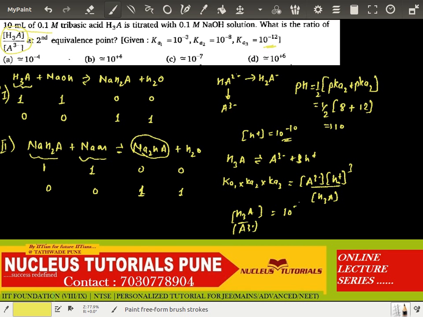This ratio comes out to be: H plus concentration was 10 raised to power minus 10, so this would be 10 raised to power minus 30 upon K1, K2, K3 multiplied, which is 10 raised to power minus 23. So approximately it comes out to be 10 raised to power minus 7. So for this case, our answer would be C.